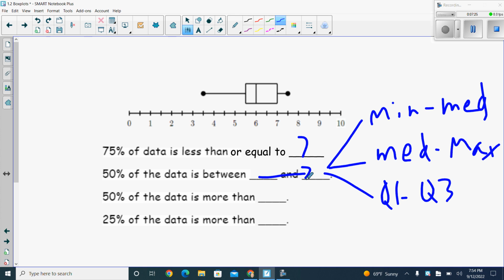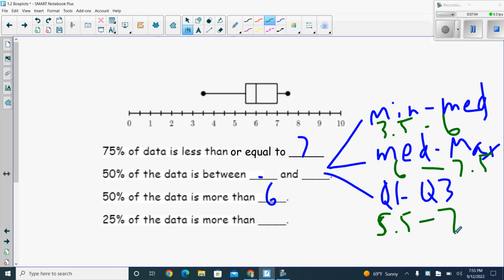50% of the data is more than 6. Oh, whoops. How about I give the numbers here instead of just these answers? So the min is 3.5 and the median is 6. 6 up to 7.5, and then Q1 is 5.5 up to 7. So those would be the ranges of values that give you 50% of the data. 50% of the data is bigger than the median, which is 6. And finally, 25% is more than Q3, which is 7.